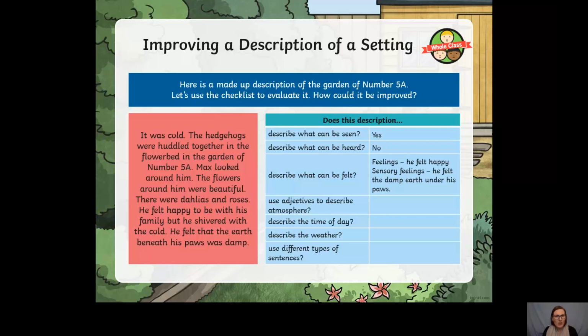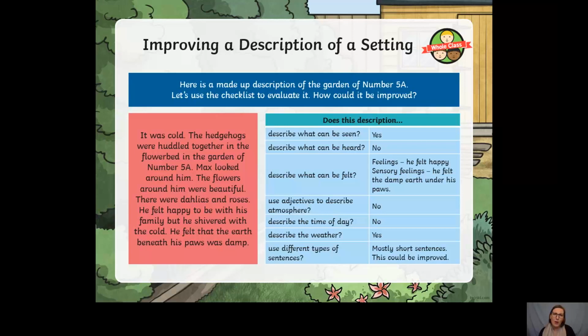Were there adjectives to describe atmosphere like there was before? Do you remember about the lights being dazzling? No, there was none of that this time. Did it describe the time of day? No. But did it describe the weather? Yes, it did, because it said he was cold, didn't it? Did it use different types of sentences? Yeah, the sentences were quite short and sometimes they started with the same word. So that could definitely be improved.